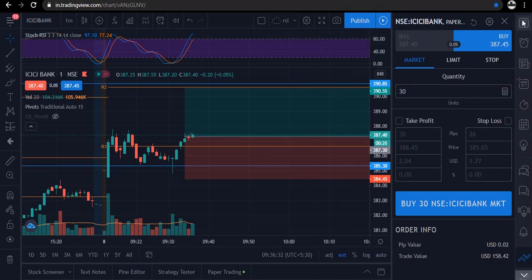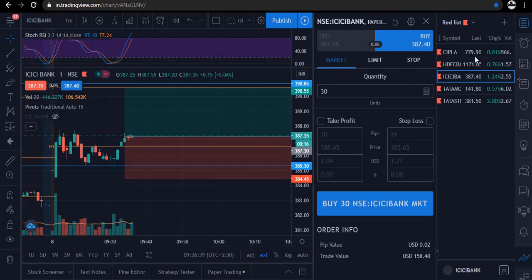It is taking some time to open. But traders, okay, so it is there. So we are having Cipla, HDFC Bank, ICICI Bank, Tata Motors and Tata Steel.